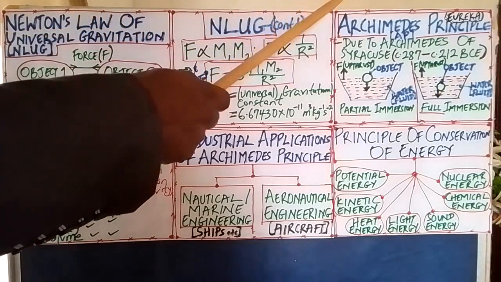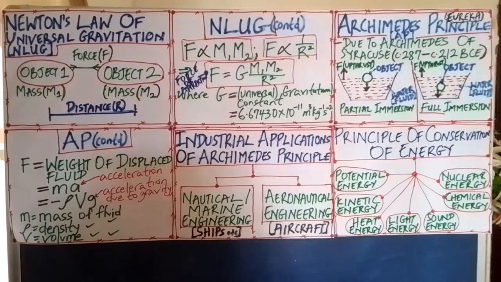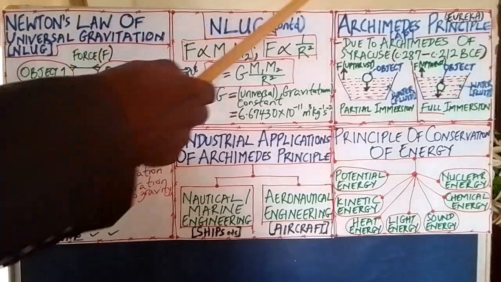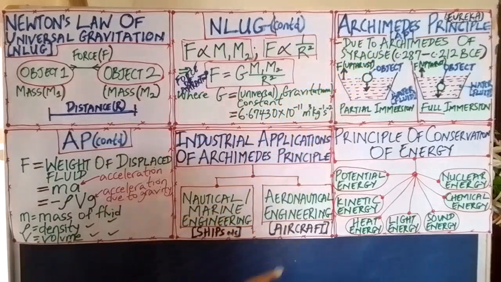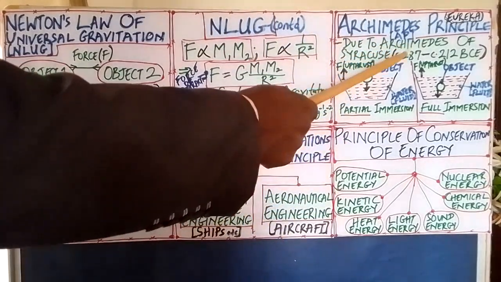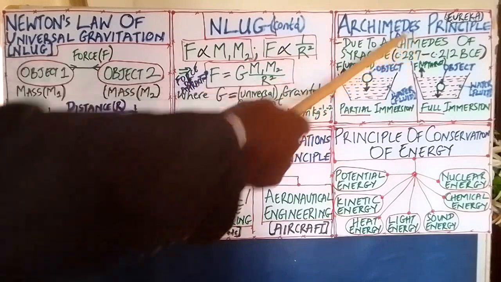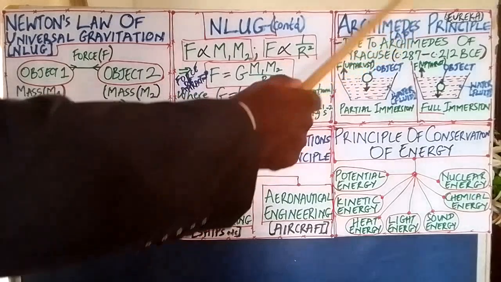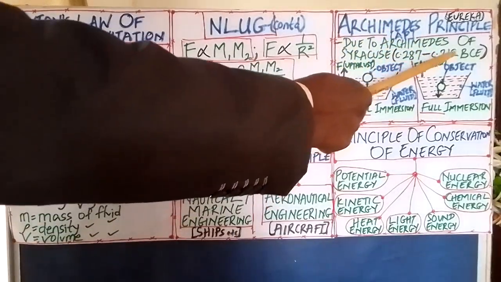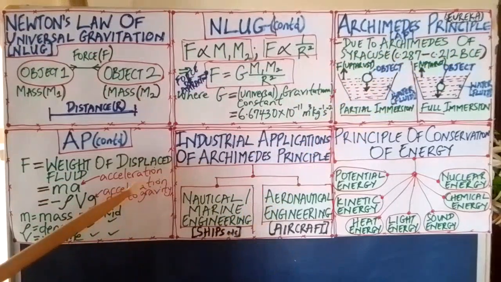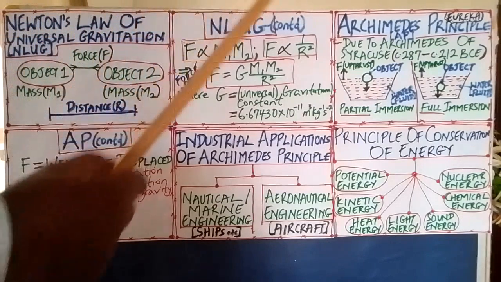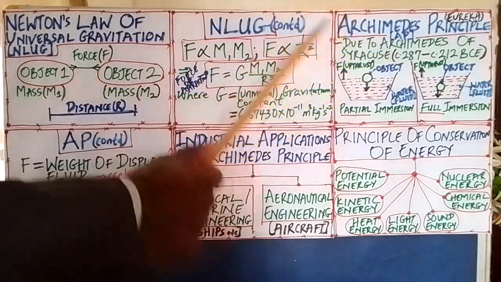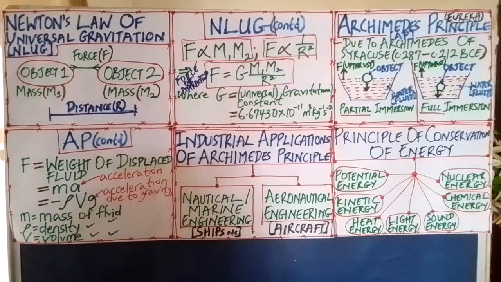So Archimedes' principle is a very interesting principle, and it has a history. It's due to a great scientist called Archimedes of Syracuse, who was born around 287 BCE, before the Common Era, and he died around 212 BCE. He was a notable scientist in Syracuse, and history helps us understand how this principle came about. How did it come about?